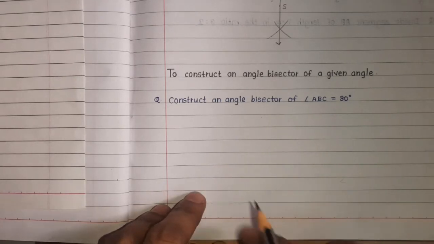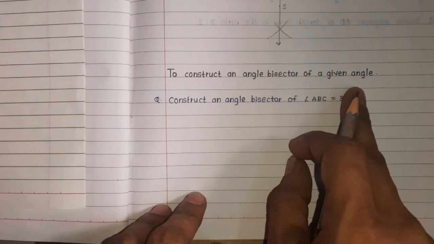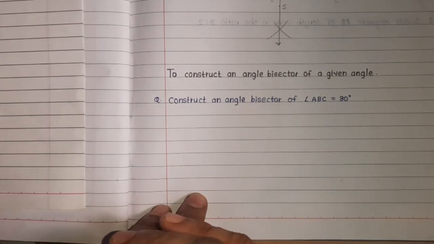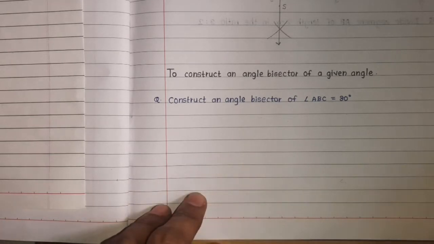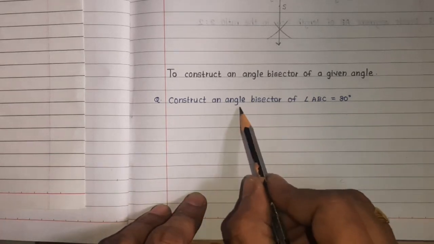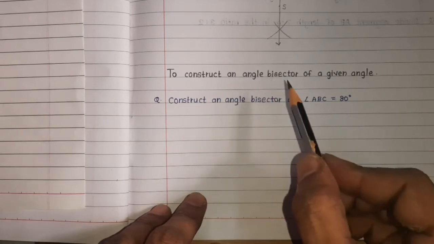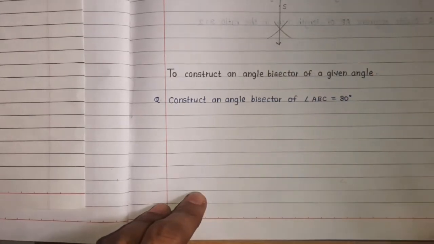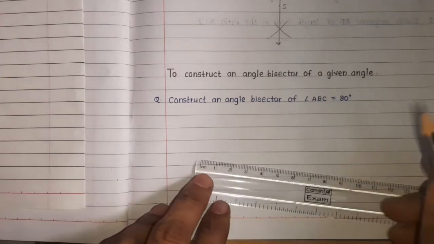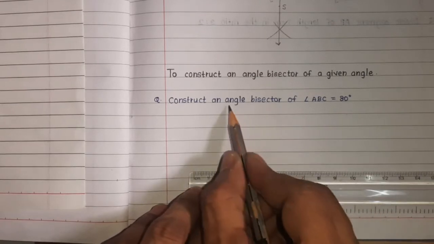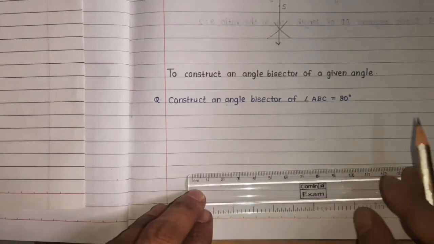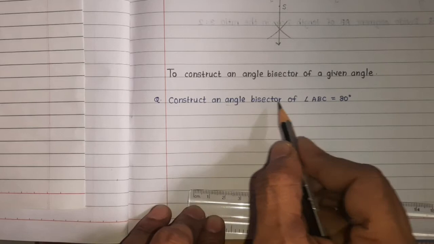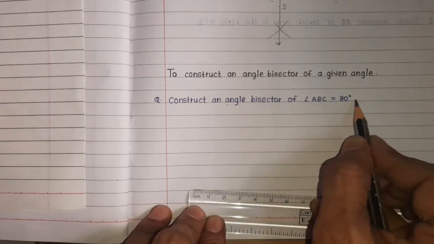Now see here, to construct an angle bisector of a given angle. Just now we learned the perpendicular bisector of a segment. Now we have to learn the angle bisector of an angle. In the previous sum we learned the perpendicular bisector. Same way we have to construct the angle bisector. That means the angle gets divided into two equal parts. Now see, construct an angle bisector of angle ABC equal to 80 degrees.